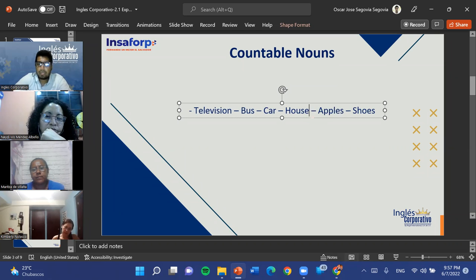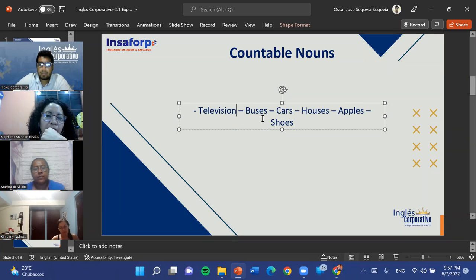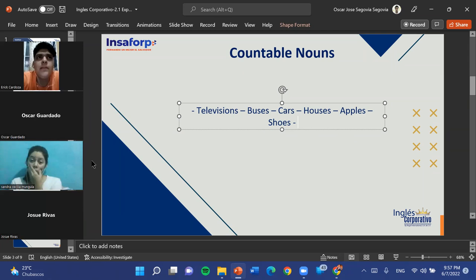Okay, here I'm going to be adding the S at the end because countable nouns have that specific characteristic that they can be plurals. Okay, what else? Oscar, any idea?